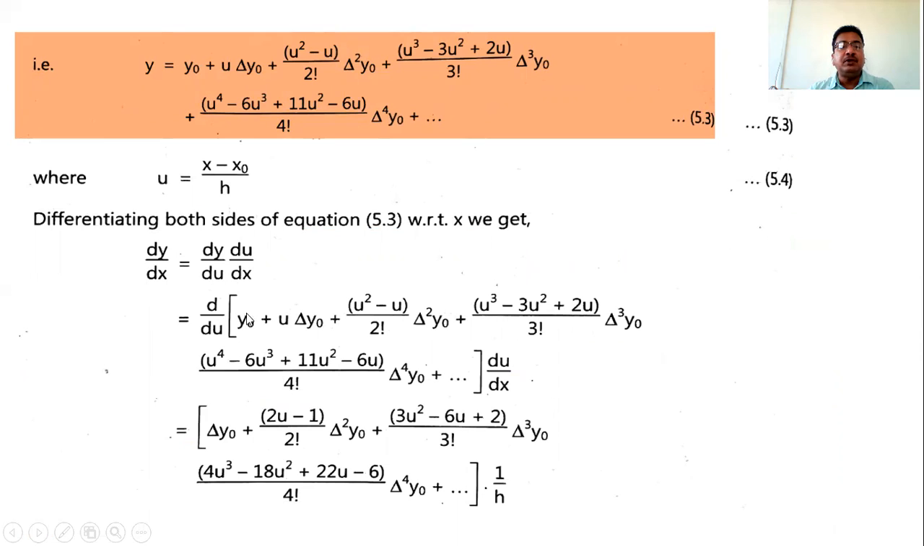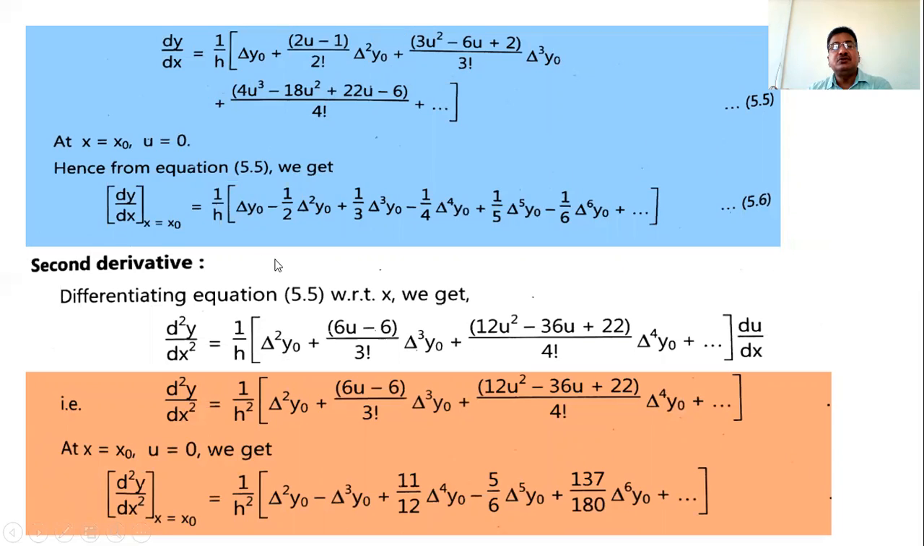Similarly, dy by dx is dy by du into du by dx, that is the derivative with respect to u into du by dx. So what is the derivative with respect to u of this bracket? Derivative of delta y naught is 0 with respect to u. And derivative of 2u is 2, minus 1 derivative 0, divided by 2 factorial means 2 by 2 is 1. So delta square y naught is the derivative of this quantity.